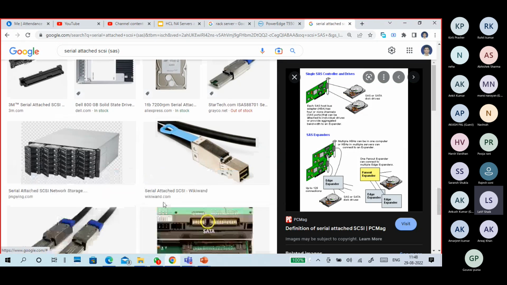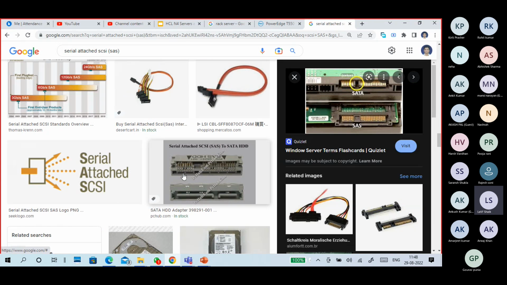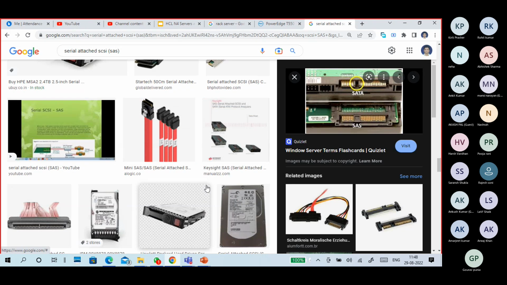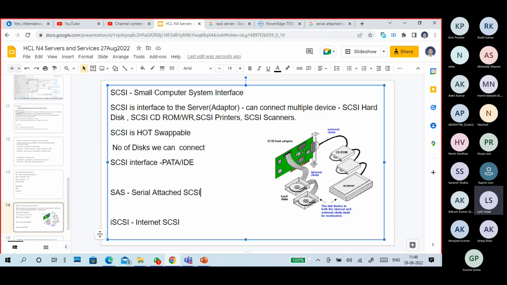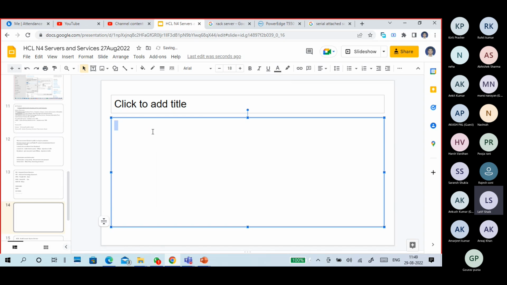I have seen directly how the SATA means old style SCSI thing. Okay, so I have seen this kind of part. That's it. iSCSI, Internet SCSI. Internet SCSI is different from normal SCSI. It is not like this. Internet SCSI is nothing but a virtual SCSI type.